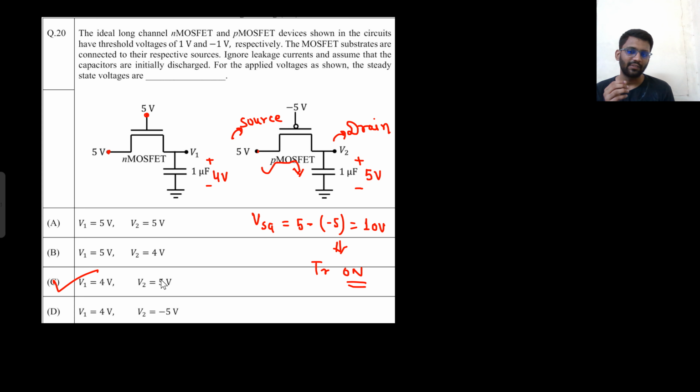So the important point was whether it will be 5 or minus 5. When I saw the solution, some people were saying it will be minus 5. Why will it be minus 5? There will be current flowing from source to drain. So V2 will have plus 5 only. So C is the correct answer. Well and good. Everything is crystal clear. So this was the concept of pass transistor logic, which is important from an interview perspective as well. Okay. Thank you.